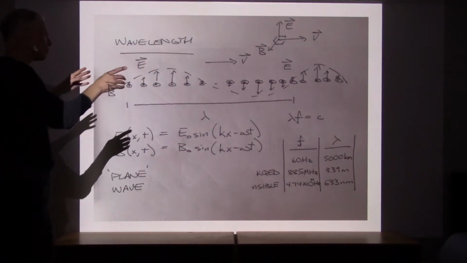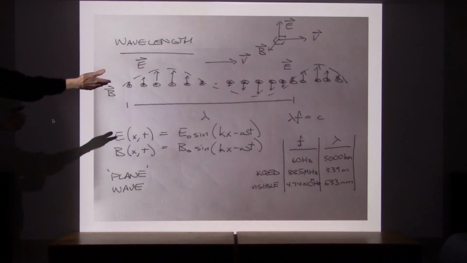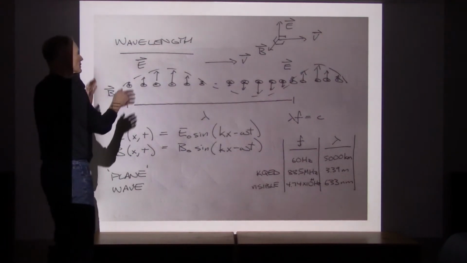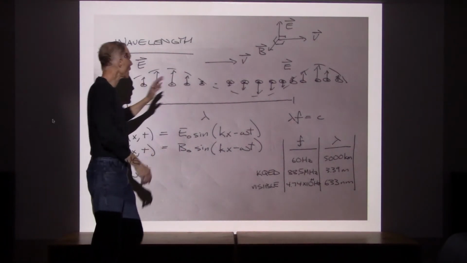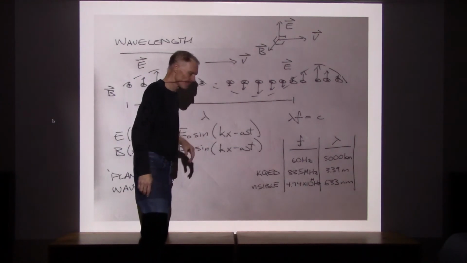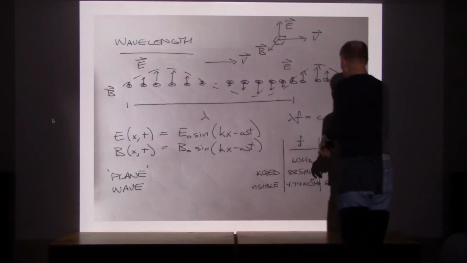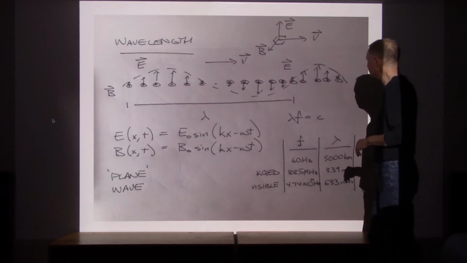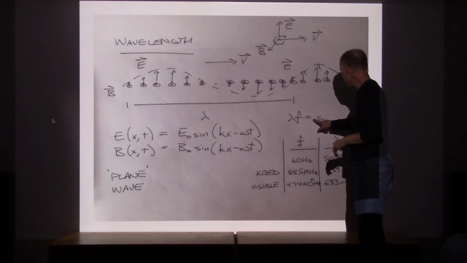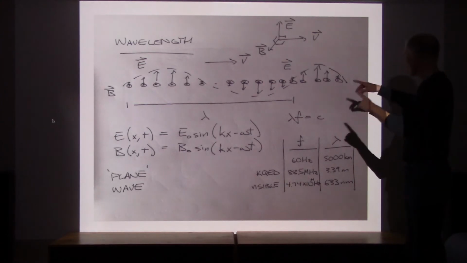As long as these charges are oscillating at those frequencies, and as long as the light is heading out, propagating at the speed of light, again, we can use this relational formula that the wavelength times the frequency and the speed of light are all related by that.